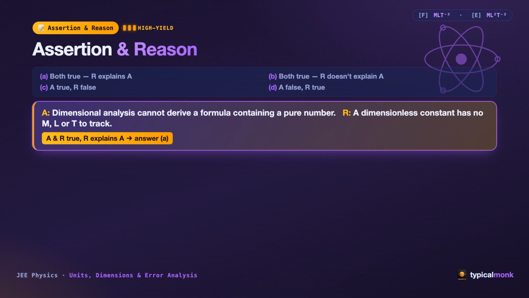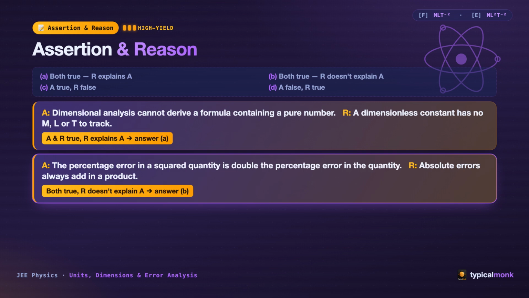First one. Assertion. Dimensional analysis cannot derive a formula that contains a pure number. Reason. A dimensionless constant has no mass, length, or time to track. Think like Sarah. Check each statement, then the connection. Is the assertion true? Yes. Is the reason true? Yes. And does the reason explain the assertion? Perfectly. A pure number is invisible to dimensions precisely because it has no M, L or T. Both true. Reason explains. Option A.